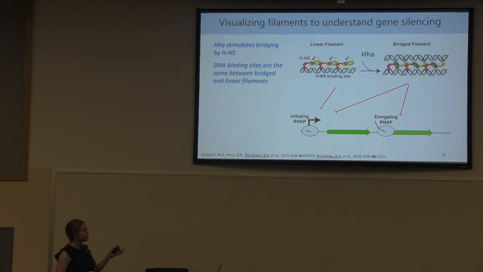And so these different effects of H-NS filaments on transcription put together a model for us. The model is that modulating the conformation of H-NS, so whether or not one or two DNA binding domains are available, allows the cell to tune how it regulates gene expression. It can facilitate either inhibiting initiation or affecting elongation, all by modulating the H-NS conformation.